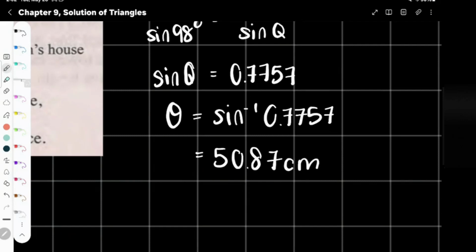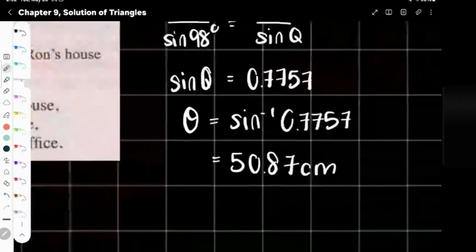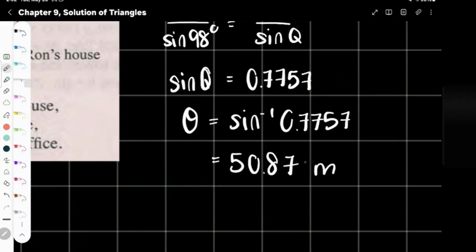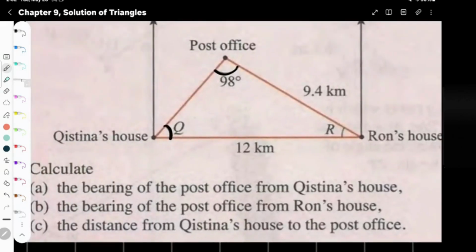Kilometer or degree? Be careful. This should be degrees. I don't know why I was putting kilometer. So this should be degrees. Okay, so 50.87.